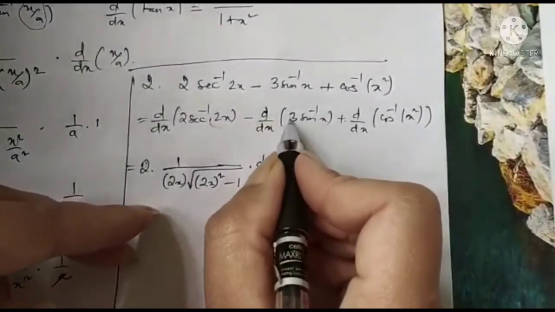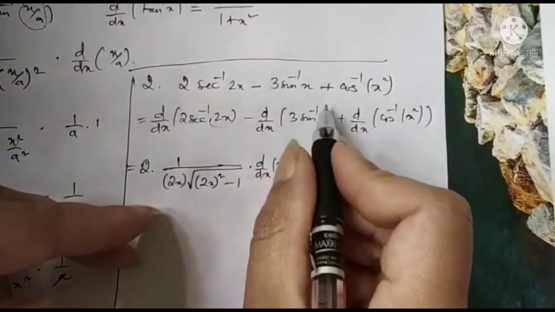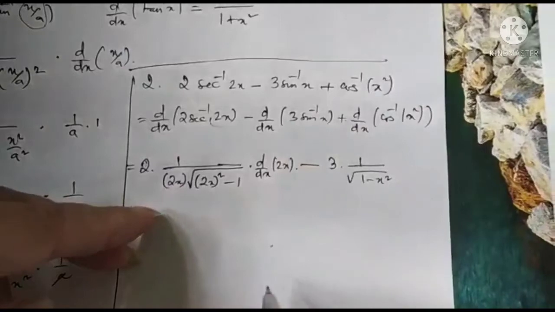Minus d by dx of 3 sine inverse x. 3 is a constant, comes out. D by dx of sine inverse x, we know it is 1 upon root over 1 minus x square.